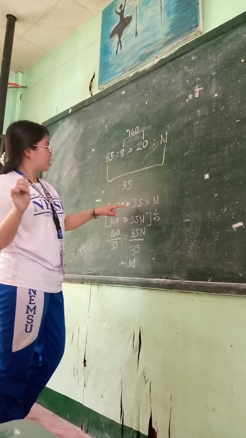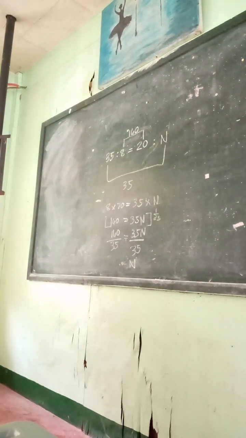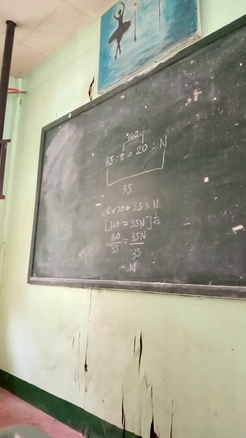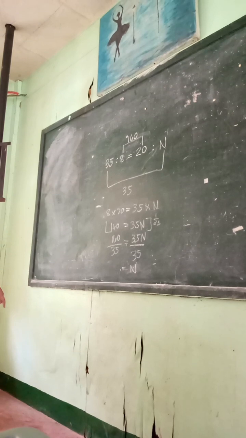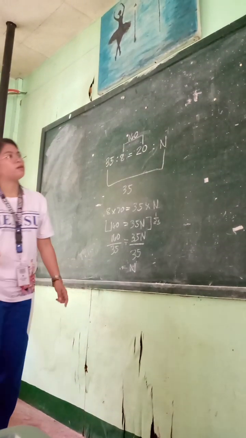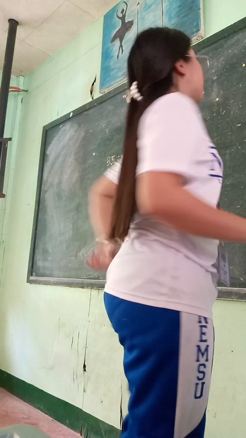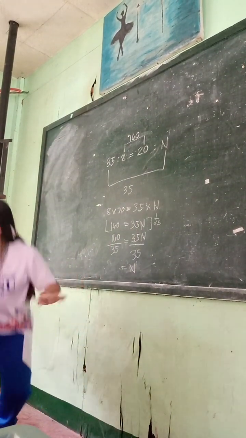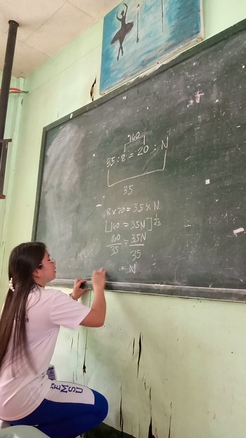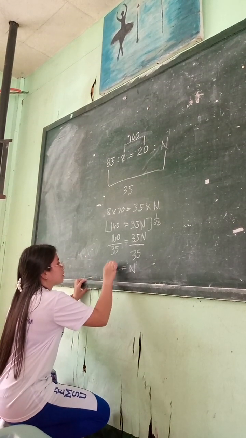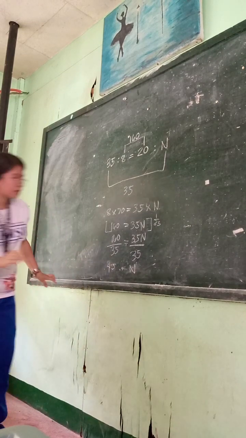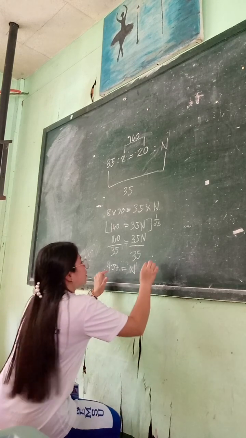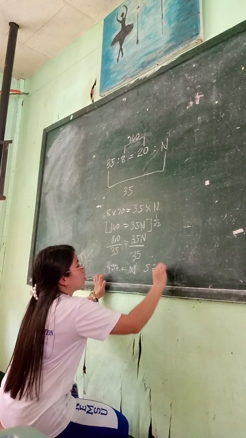60 divide 35. Decimal. 160 divide 35. 5. Round off. Okay, we're going to round it. 4.5, 4.7, or 5. 5 or 10.